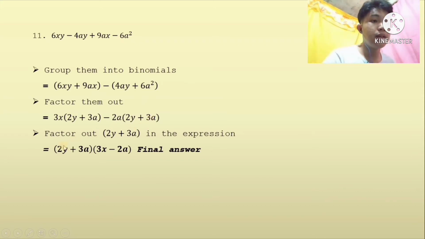Then factor out 2y plus 3a in the expression. So this 2y and 3a. So it will become 2y plus 3a times 3x minus 2a. So this is the final answer, or the factor of 6xy minus 4ay plus 9ax minus 6a squared.